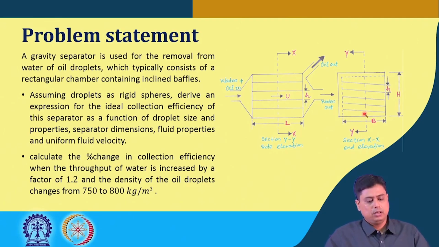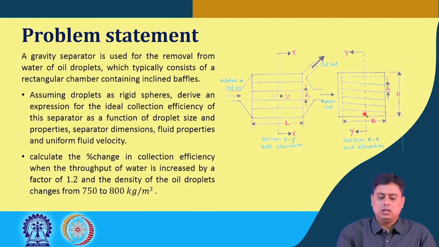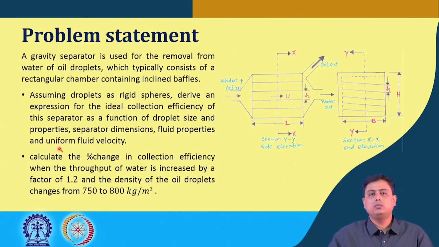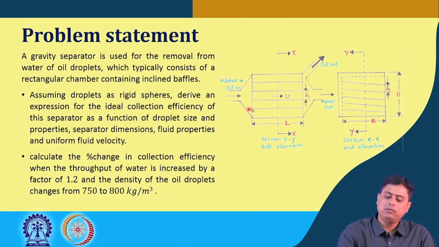Here the problem is that, assuming the droplets act as rigid spheres, we have to derive an expression for the ideal collection efficiency of this separator as a function of droplet size and its properties, the separator or chamber dimensions, the fluid properties, and assuming uniform fluid velocity. All these parameters eventually influence the collection efficiency of this separator.